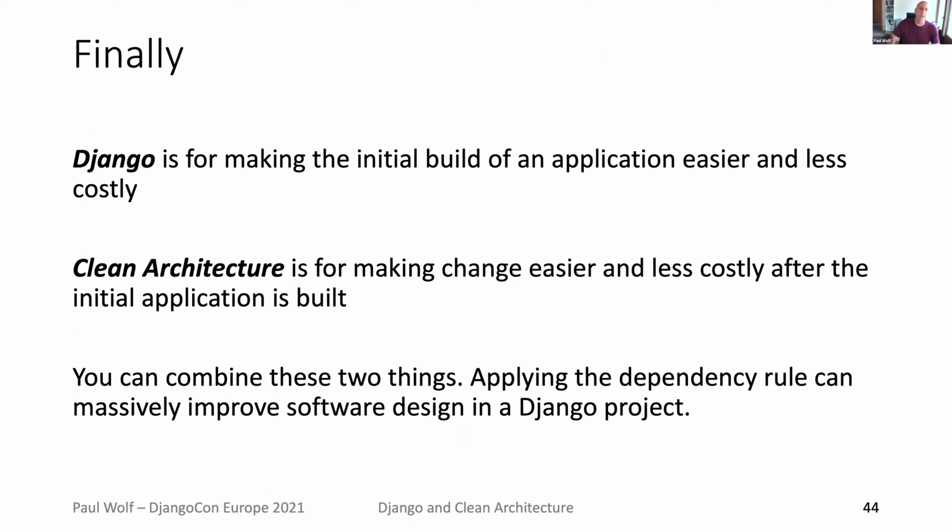Really important here is Django is, and I hope this isn't too controversial, Django is for making it easier to get going very fast. And that's the opposite of clean architecture. Clean architecture is, the expectation is a lot of initial investment and then everything gets easier afterwards. Now, I think you can combine these two things. That's something that you need to evaluate for yourselves.